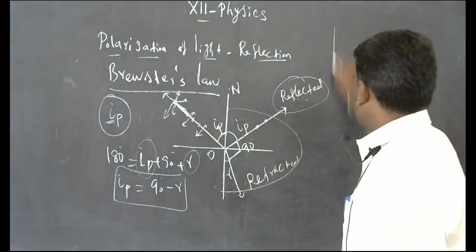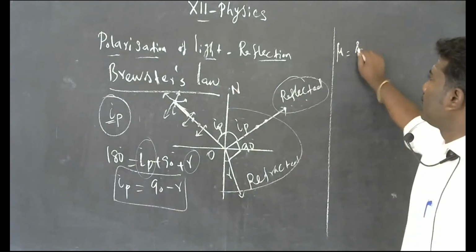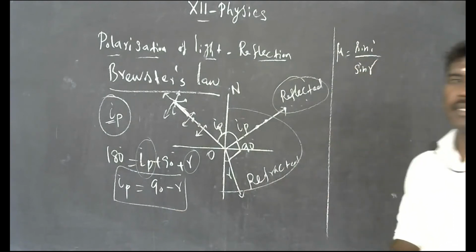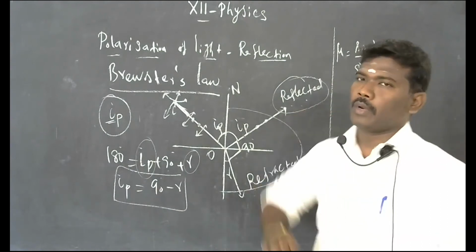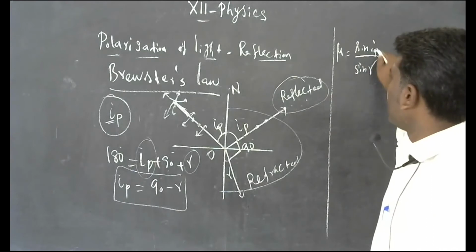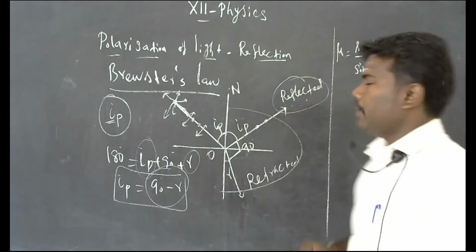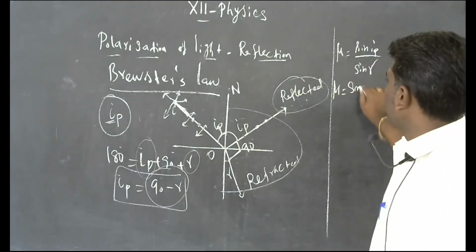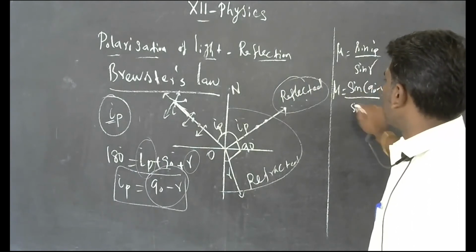According to Snell's law, we get the formula for refractive index: mu is equal to sin i divided by sin r. Here the angle of incidence is nothing but the polarizing angle, because the reflected ray is completely polarized. So mu is equal to sin IB divided by sin r. And now you know the value of IB is 90 minus r. So you apply this value here: sin of 90 minus r divided by sin r.